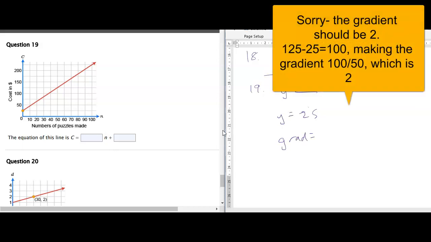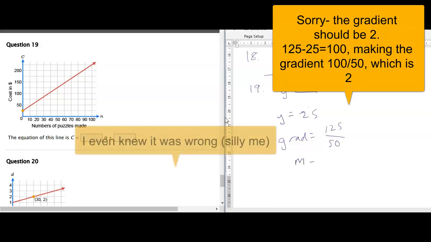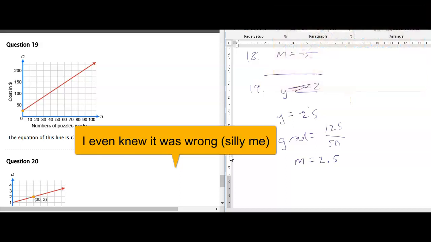It doesn't matter what point you use for your gradient, but try to find one that crosses the grid line. This point here looks like it nicely crosses the grid line, so I'm going to use that, which is at 50, 150. So I've gone up from 25 to 150, which is up by 125, and then I went across by 50. Sometimes when it's not a nice one, I feel like it should be a little bit nicer, so I'm just going to double check. If I went up to 250, it's still going to give me the same answer, which is nice.